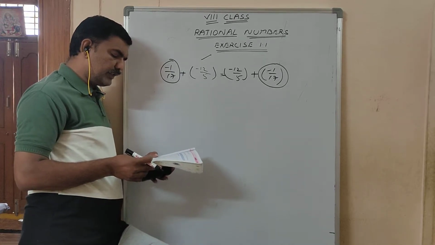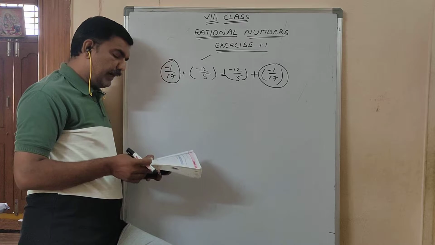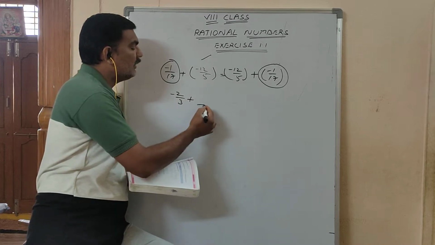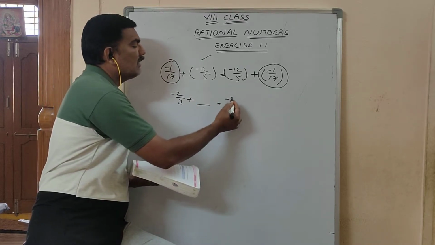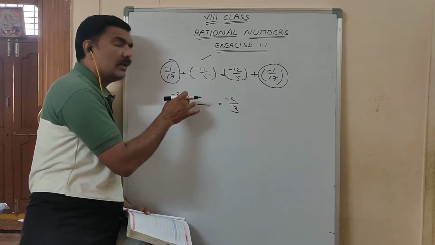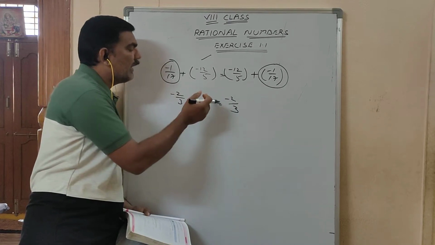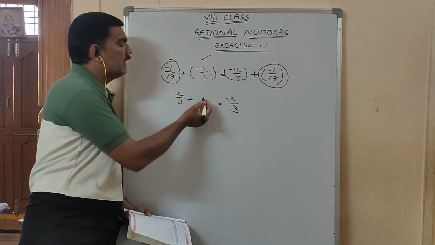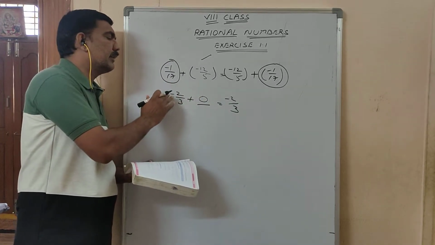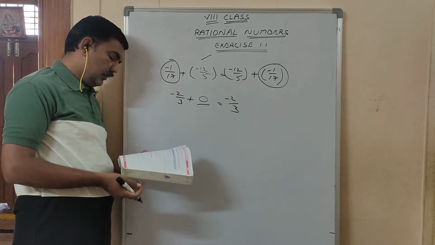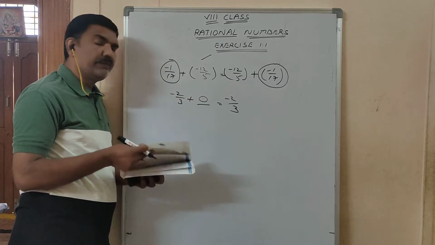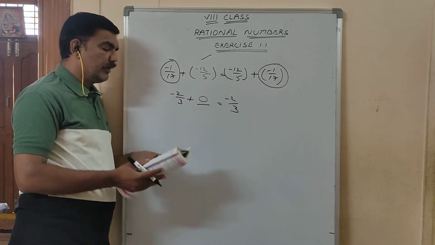Next, the second question, if you see the textbook properly: minus 2 by 3 plus a blank, fill in the blank, and the answer is also minus 2 by 3. He is asking what we have to add to minus 2 by 3 to get minus 2 by 3 only. Means it is the additive identity, that is 0. When 0 is added to any number, that number only will be the answer. Like this, if you know the remaining properties, you can fill those blanks. Okay. Do the remaining as homework.